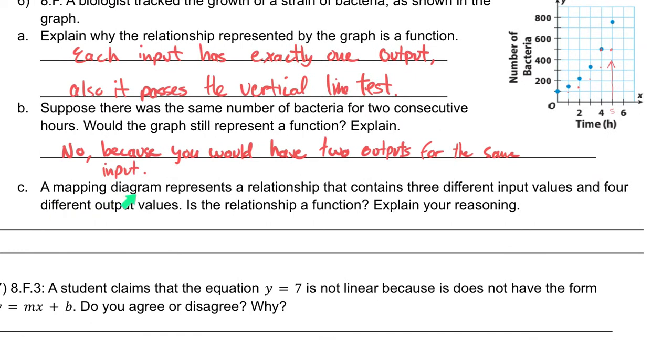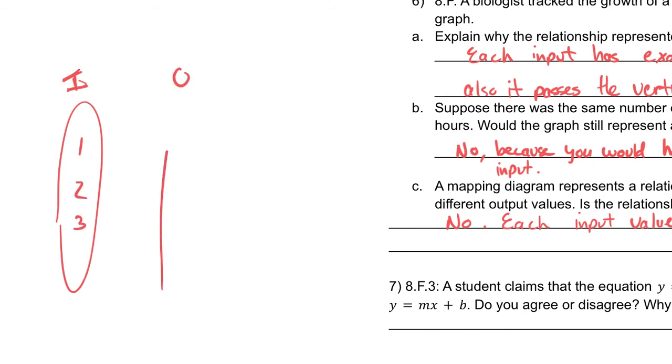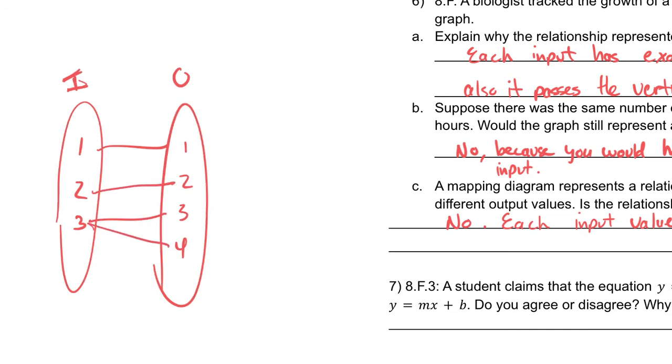A mapping diagram, let's see. A mapping diagram represents a relationship that contains 3 different input values and 4 different output values. Is the relationship a function? So I say no. Each input value needs exactly 1 output value. We have I for input, 1, 2, 3, and O for output, 1, 2, 3, 4. 4 outputs and 3 inputs. You can go like this, but then that has to go to 2 of them, and that's just not going to work.